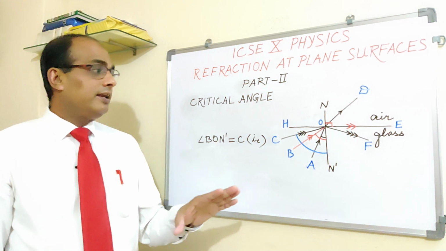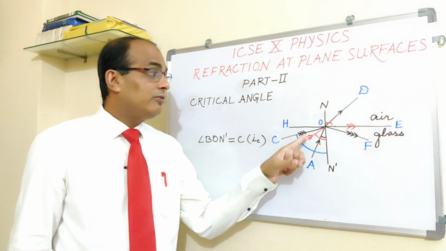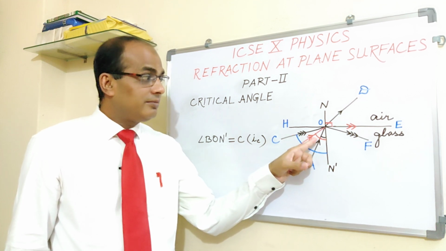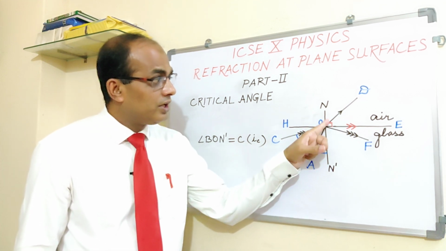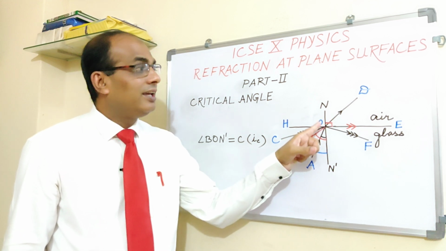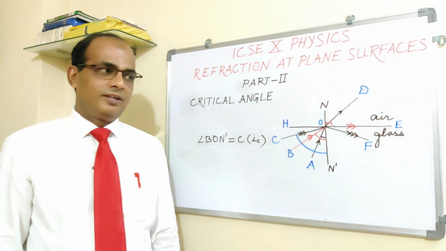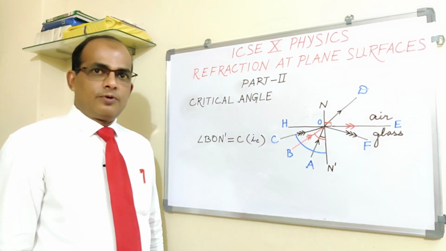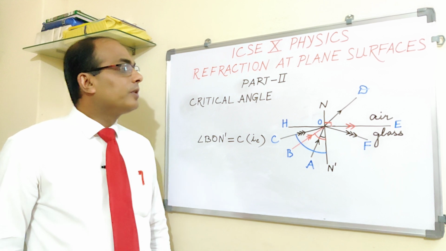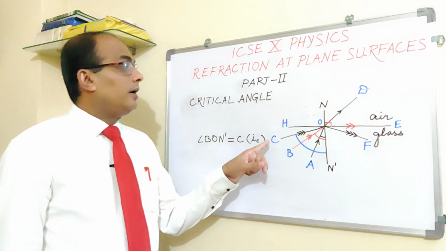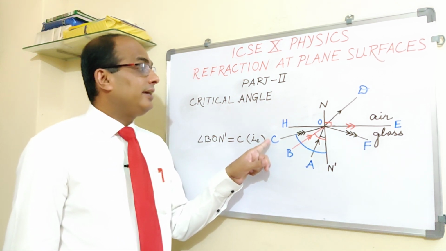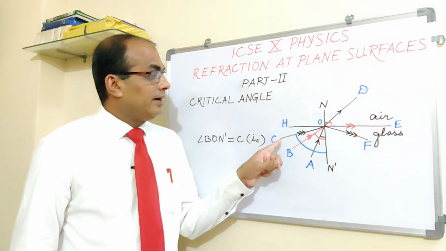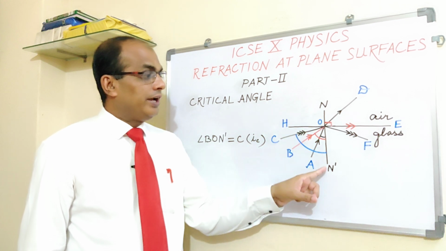Alright. Critical angle is defined as the angle of incidence in the denser medium, the red one, corresponding to which the angle of refraction in the rarer medium is 90 degrees. So this angle is called critical angle. Okay. Now look at the figure once again. See the incident ray CO, and the angle of incidence CON dash.